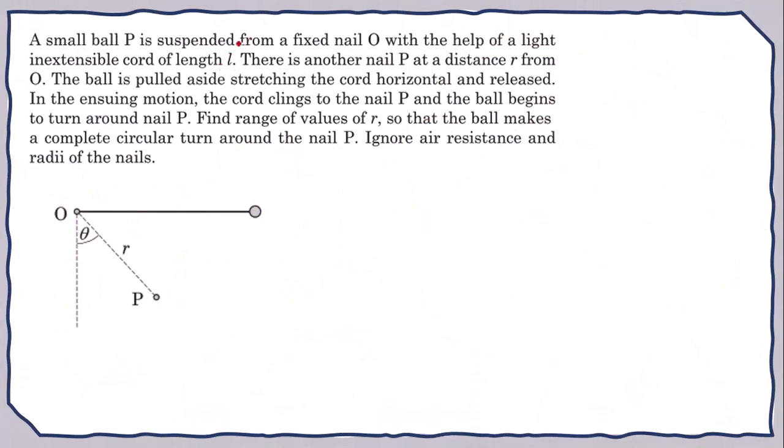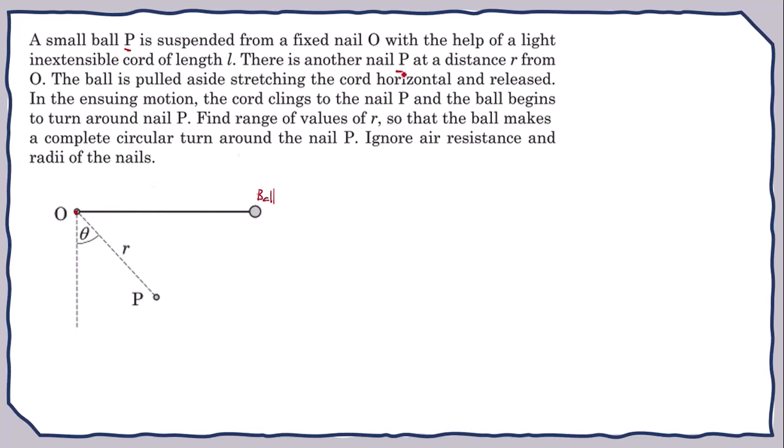So in this lecture series I am going to solve some of the interesting and challenging numerical problems from the physics book Pathfinder. So let us start with the situation over here. In this situation, the small ball P is suspended from a fixed nail point O. So O is the point about which the ball is being released. So this is the ball. Okay, so the ball is being released.